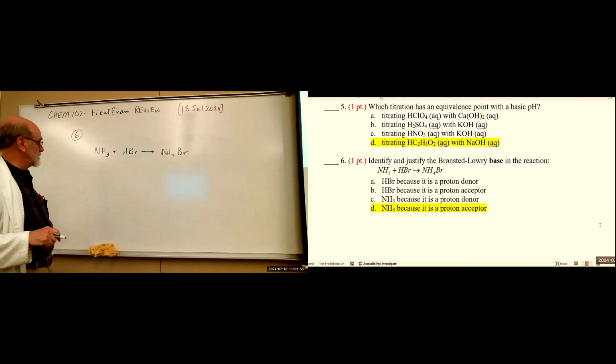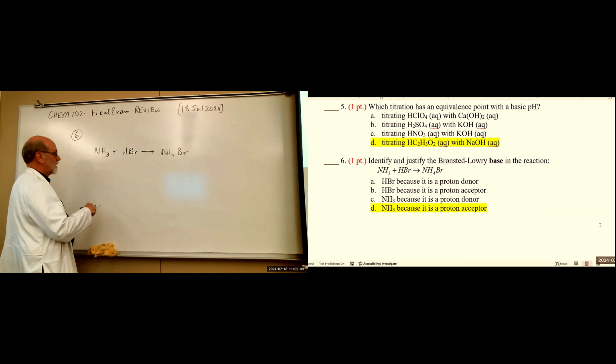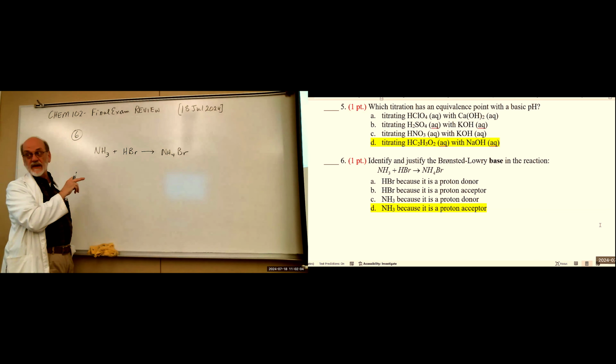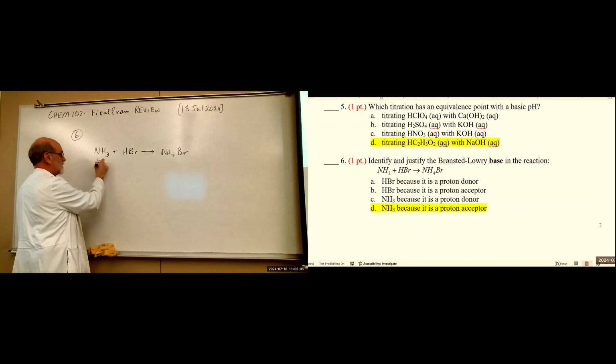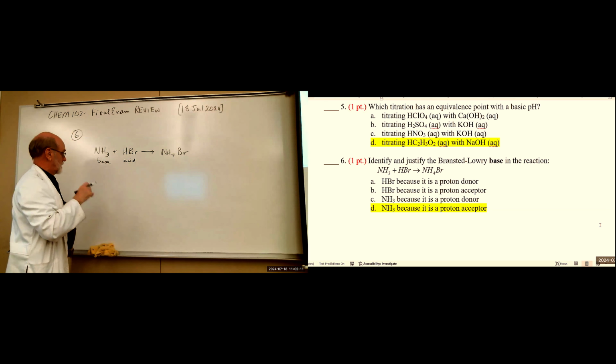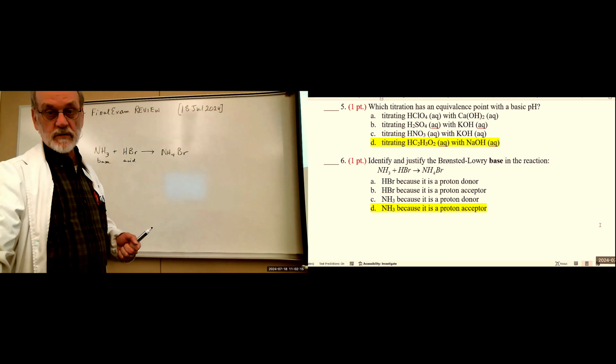Bronsted-Lowry base in the reaction. Which one donates the proton? Which one accepts the proton? This one accepts the proton. It's the base, correct? Yeah, this is the base. This is the acid. And that's it. That's the base because it accepts the proton. So D is the answer.